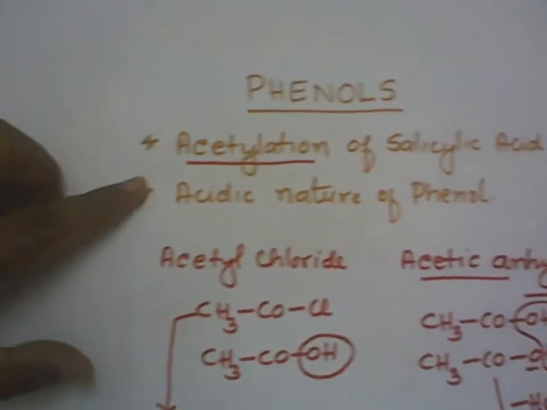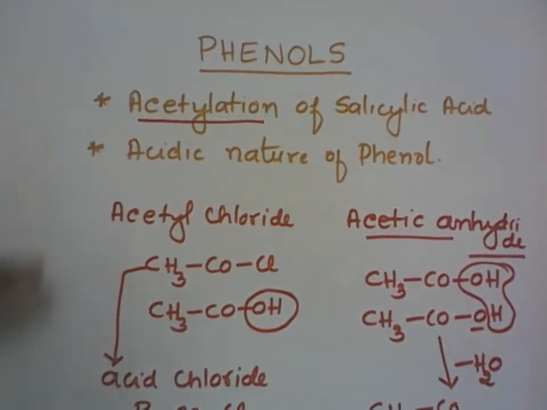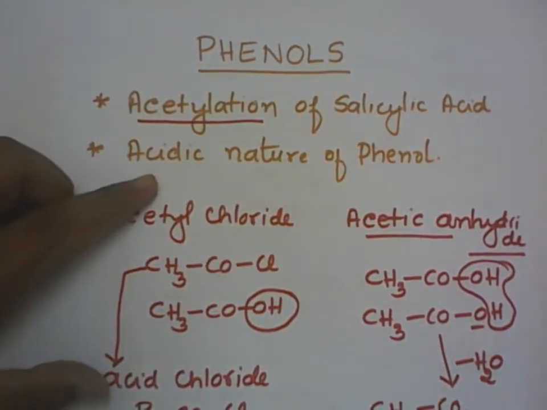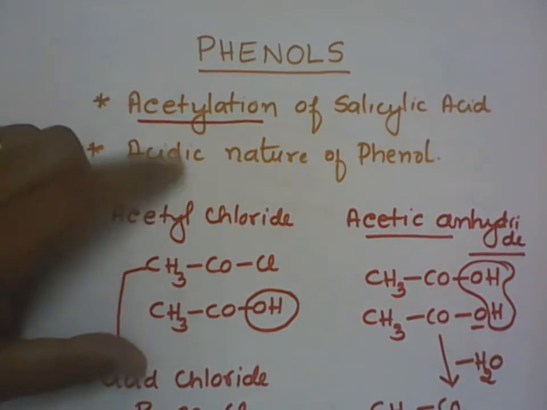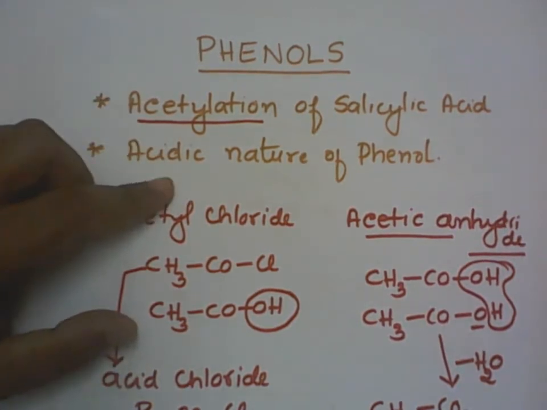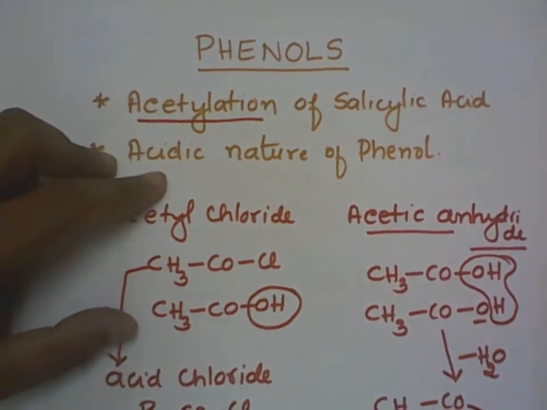Now we are done with the first part. What is that first part? Acetylation of salicylic acid. Now we'll proceed to the acidic nature of phenol. We have been writing some reactions where phenol reacts with sodium hydroxide, and I told you that it is acidic in nature. Now we'll study in detail about the acidic nature of phenols.